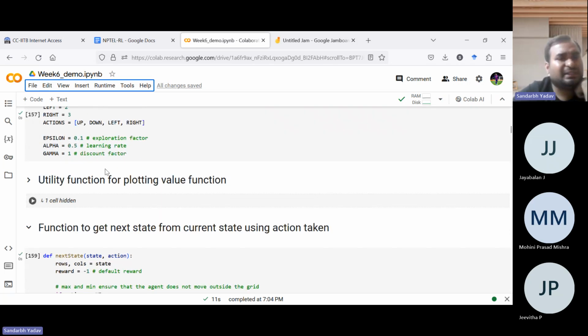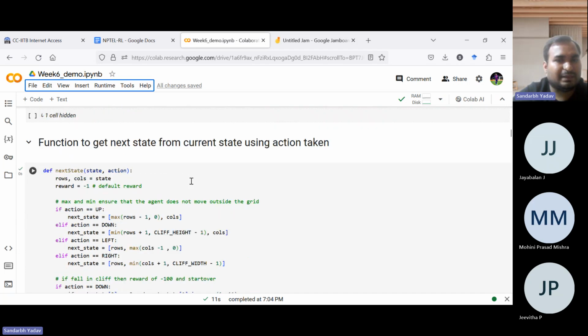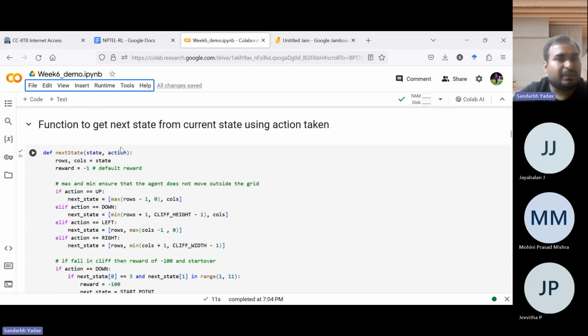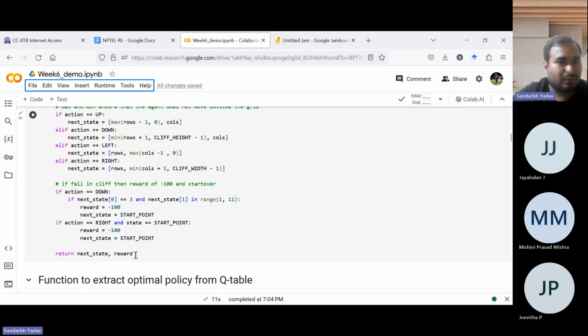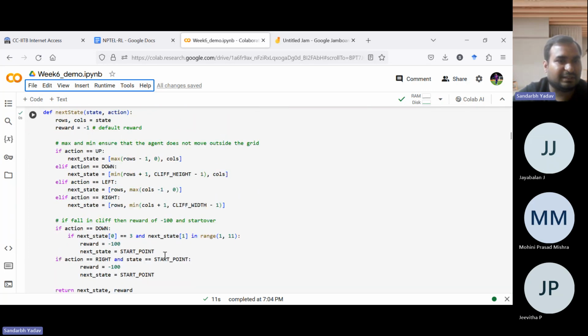So there are some functions which you need not worry about for plotting and all. I'll simply explain what is the main concept here. So this is the function for getting the next state from the current state and action taken. So there is a next state function. You simply supply the current state and the action you are taking, and it will return you the next state, right? And also the reward. So this function is acting as the environment.